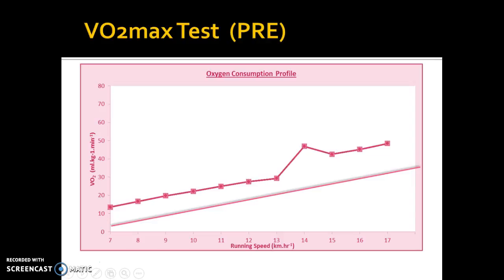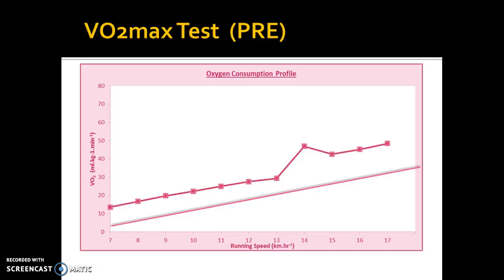This is a graph showing VO2 max test data before an exercise program, and on it you can see 2 different lines. The top line shows the data achieved by an athlete when running at an increasing speed, and it shows the amount of oxygen required to keep up with the demands placed on the body whilst running at those different speeds.